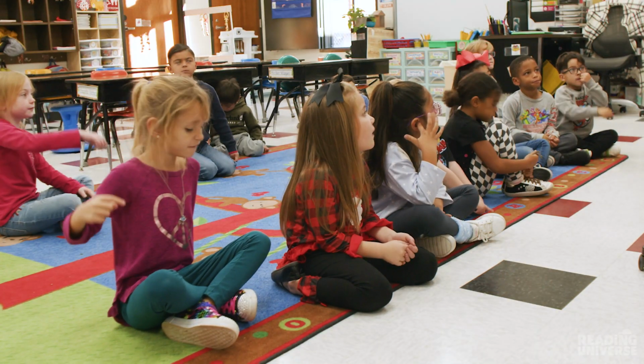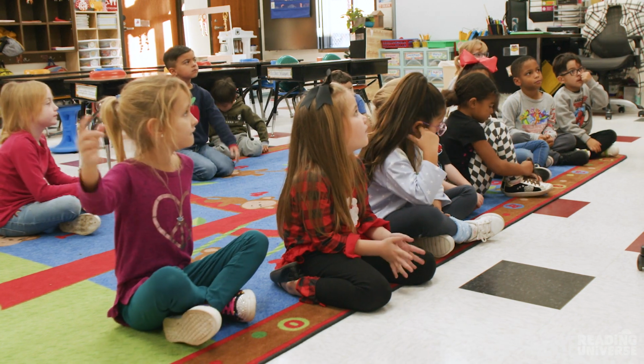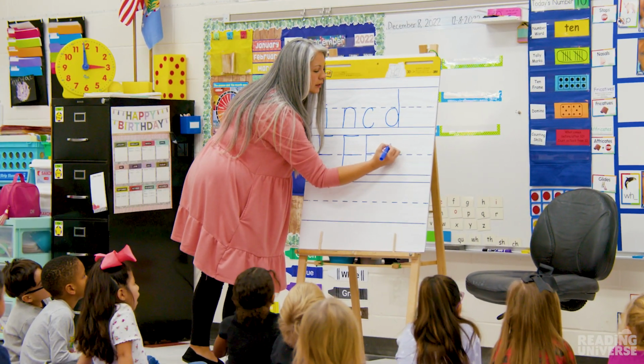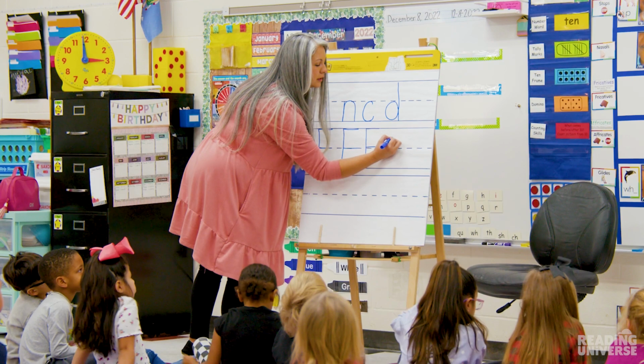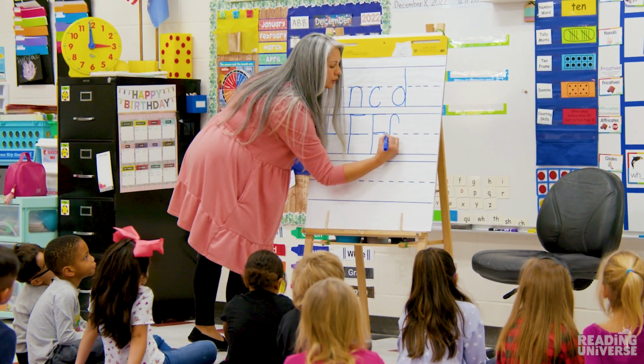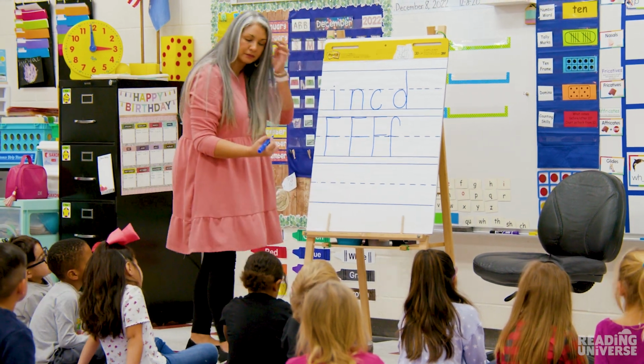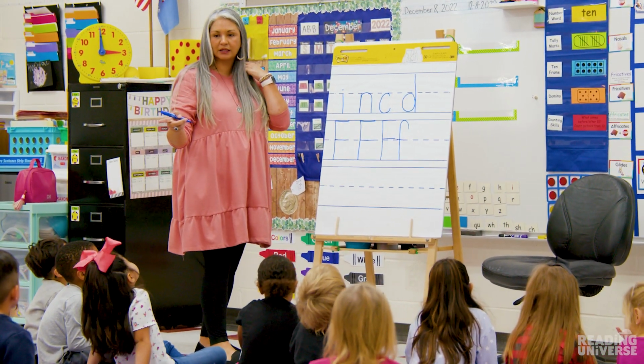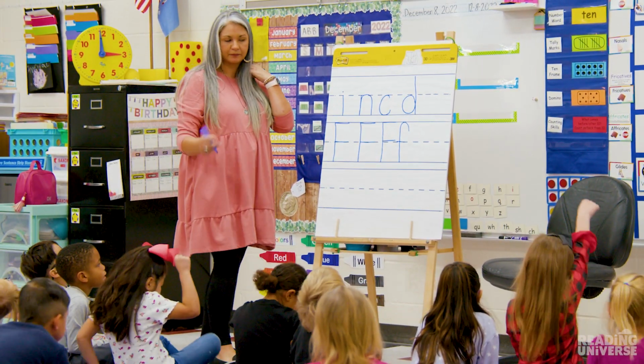Very good. Now we're going to do lowercase f. We're going to start right here in between the fence and the sky. We're going to curve up towards the sky and then come down to the ground. And we'll cross this at the fence. I want you to air write it or write it on the carpet with me this time.